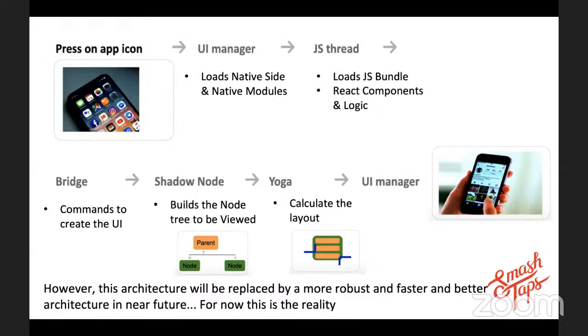As you know, the bridge is there to communicate with the host machine, so it commands. After the JS thread is running, it commands the host machine to create the UI. When you ask the host machine to create the UI, the shadow node builds the node tree. If you have worked with basic HTML, it works like a tree kind of thing.